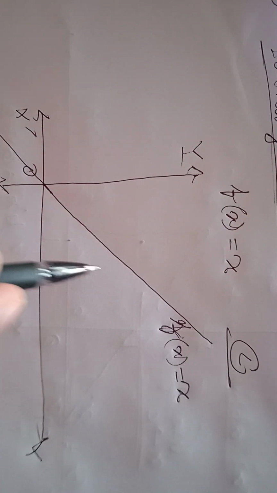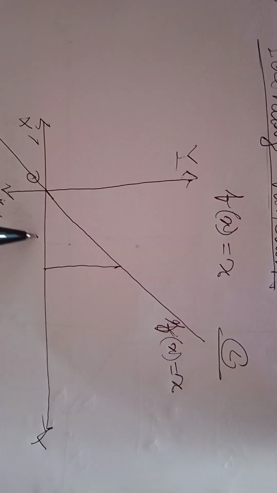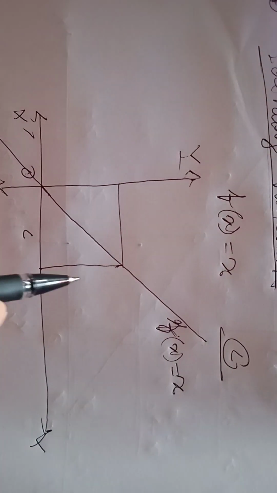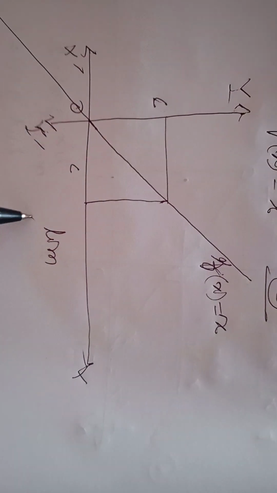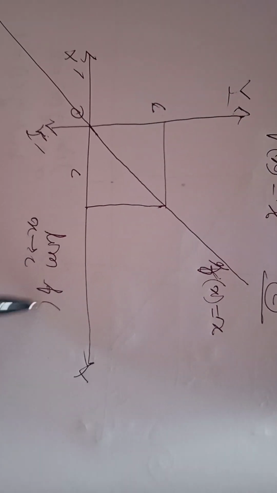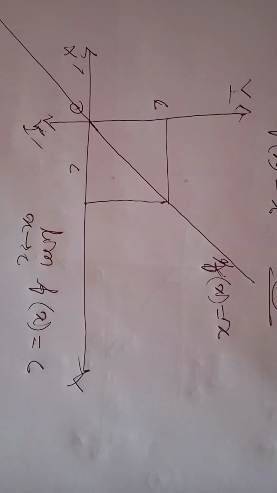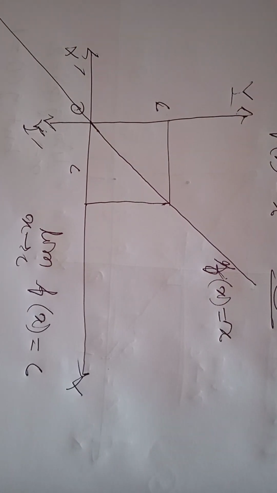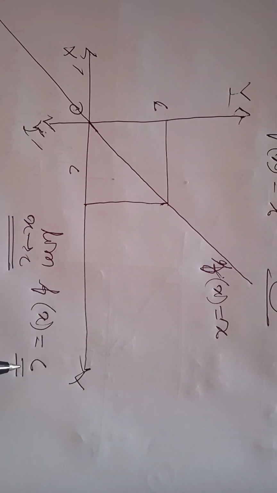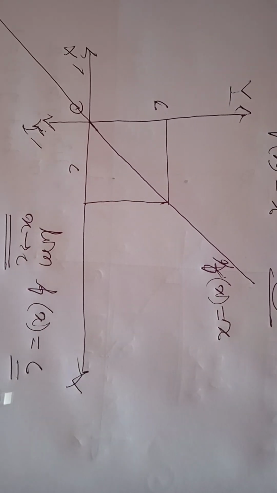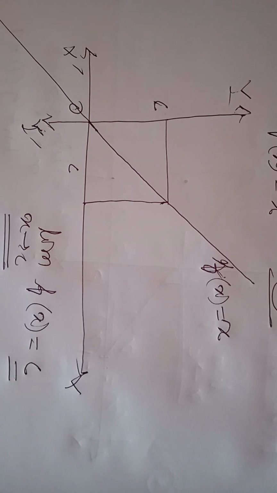So c is a point. Suppose this is c, x equals c. So y must be c, this point. So from the graph we can say that the limit as x tends to c of f(x) equals c. So for the identity function, the limit value is the same as the functional value. For the identity function, the limit as x tends to any value c is c. So if it is 2, then the limit as x tends to 2 of f(x) equals 2. So we got the limit of the identity function.